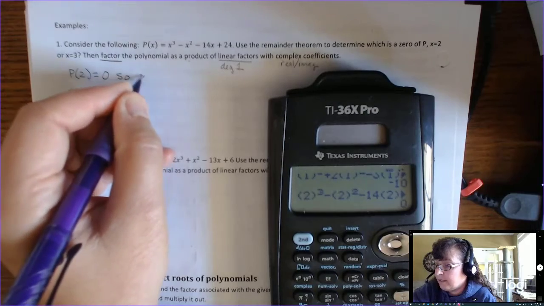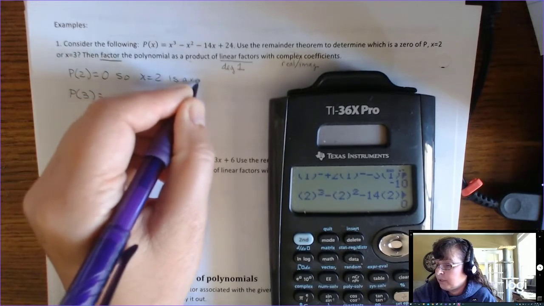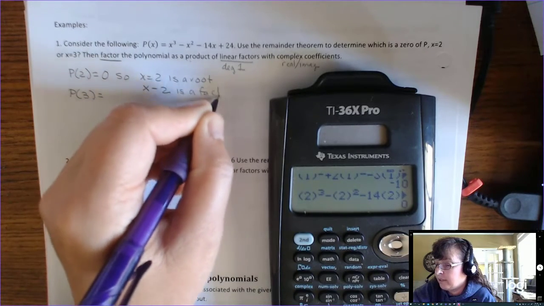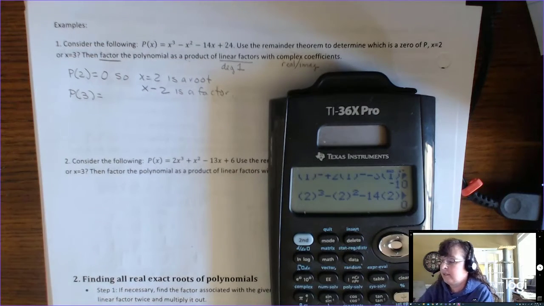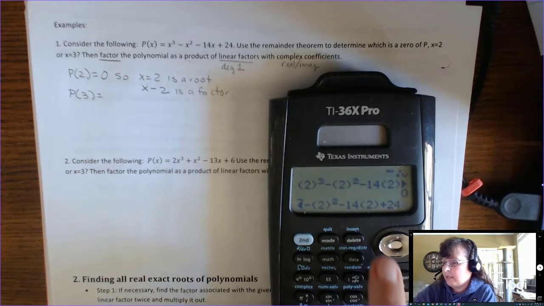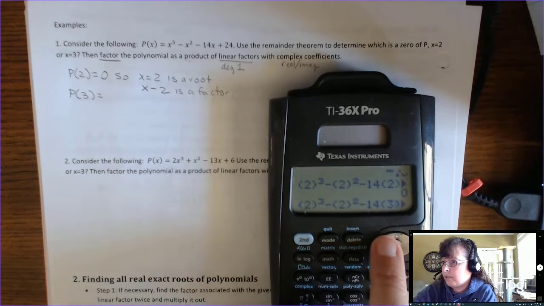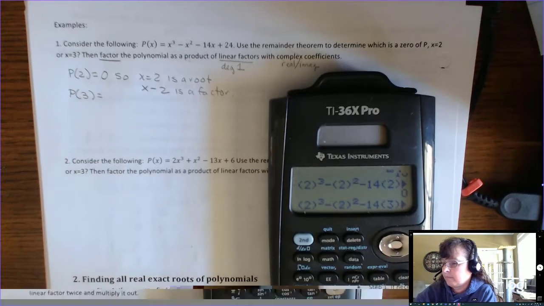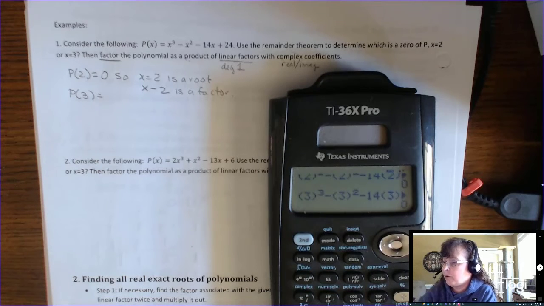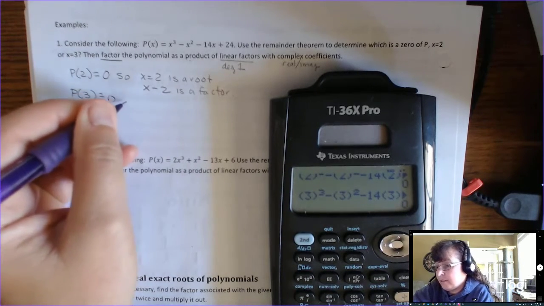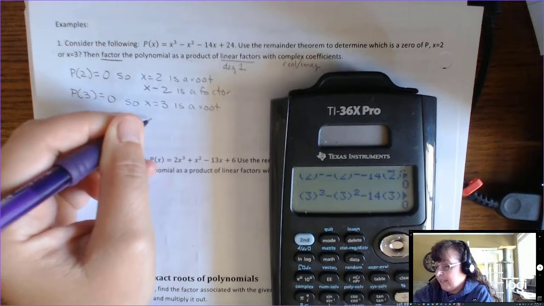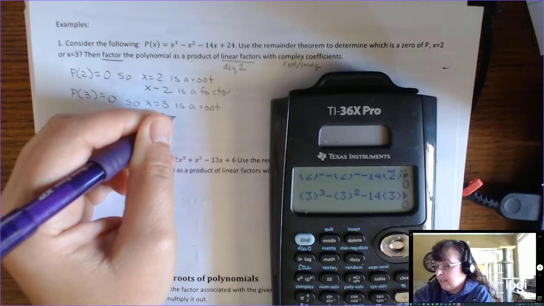Therefore, x equals 2 is a root and x minus 2 is a factor. Okay, let's see if 3 works. It's possible that it could. So I'm going to go up here and grab that, just hit the up arrow twice, and then everywhere I see a 2, I'm going to change it to 3. And I got a remainder of 0. So this is interesting. So x equals 3 is also a root, and x minus 3 is a factor.